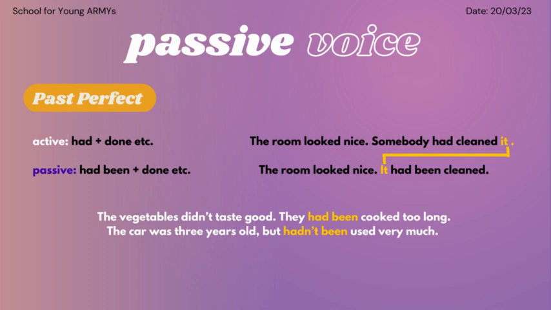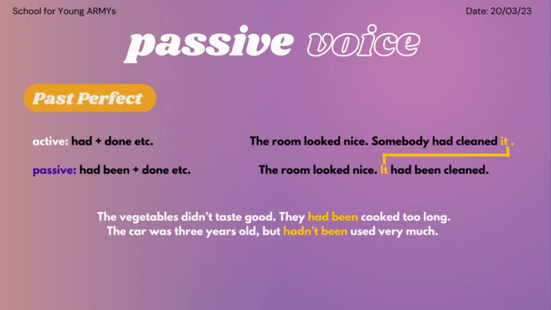Okay, so the past perfect is pretty much the same logic, but it's two actions in the past, and one was previous to the other. Okay, so something happened first and then something else, and we're talking about a time in the past that has been affected by that action that happened before that specific time in the past. So the room looked nice. Somebody had cleaned it. So the room looked nice because moments before, it was cleaned.